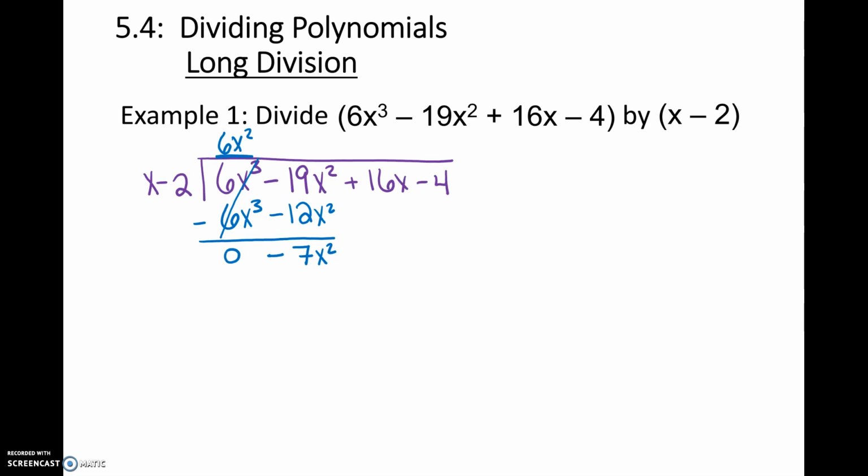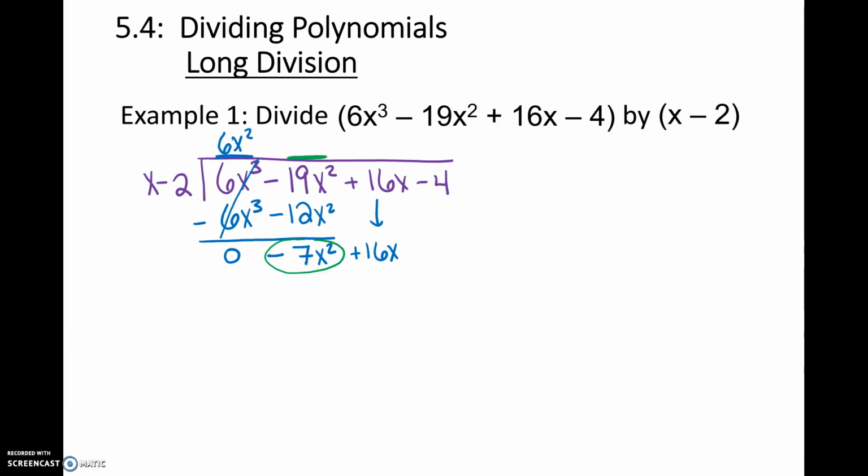Our next step in long division was always to drop the next term down. And then we're going to start the whole cycle over. So now I'll use a different color to show you that this is a new cycle. Now we're going to try to figure out what goes here. And we need to focus on this negative 7x squared. So x times what would give us negative 7x squared?